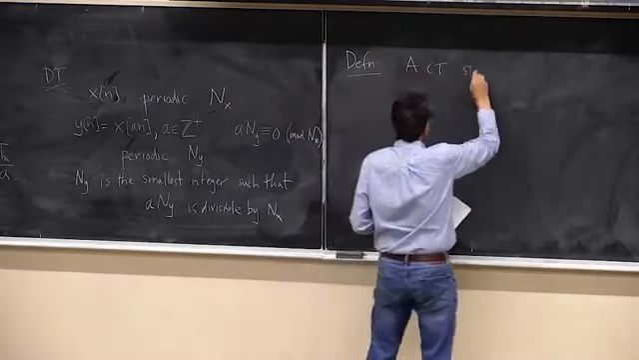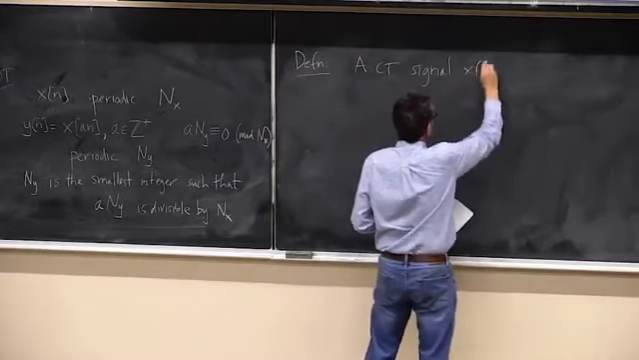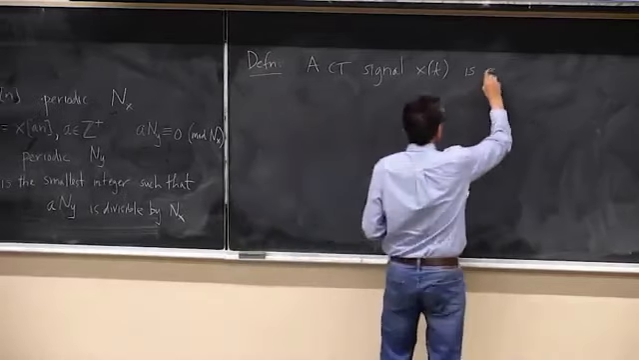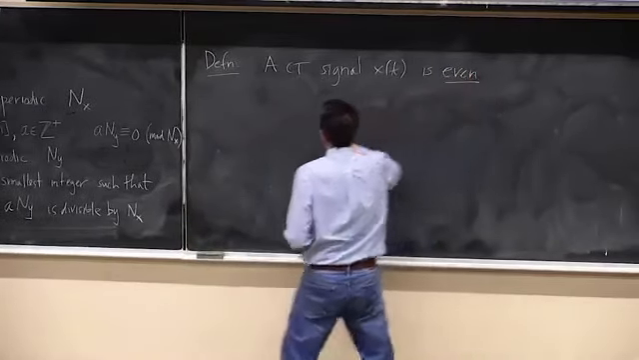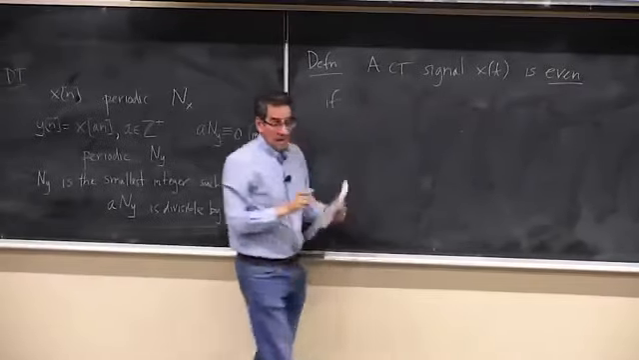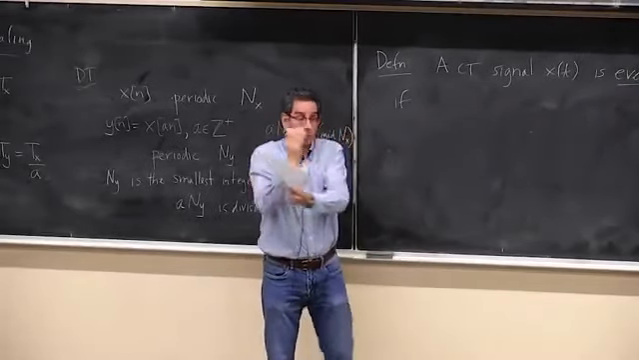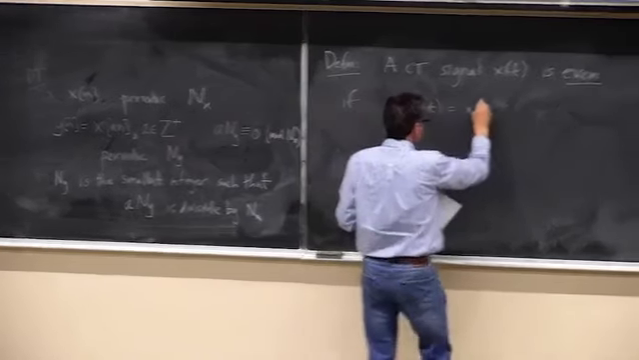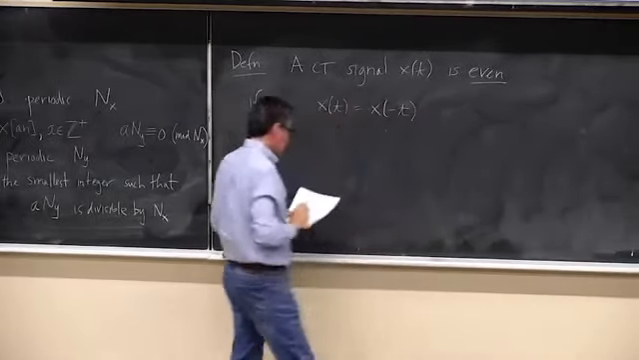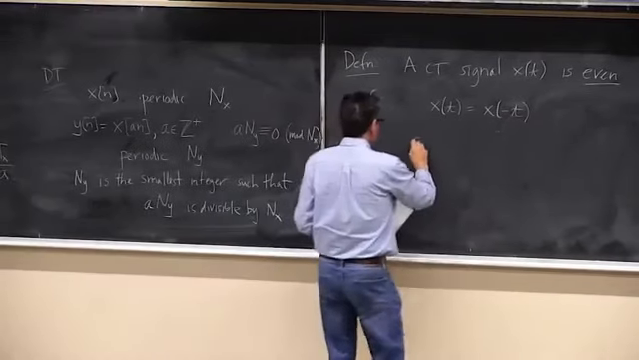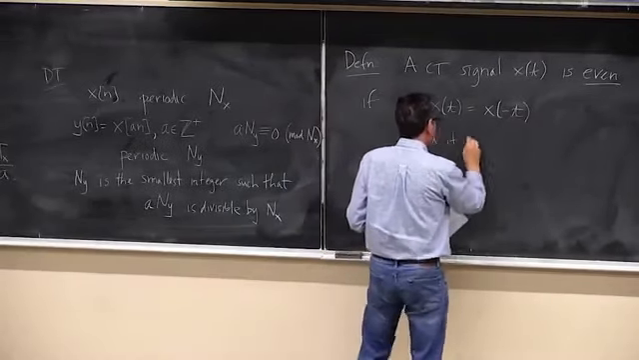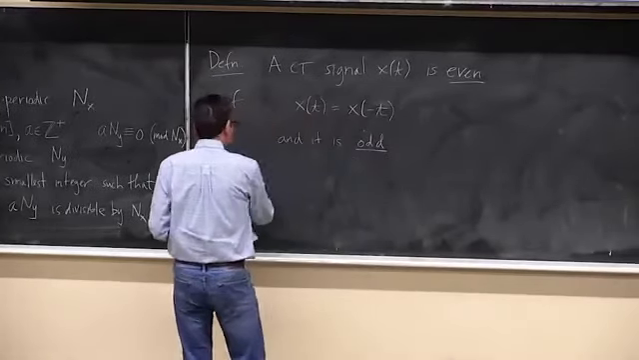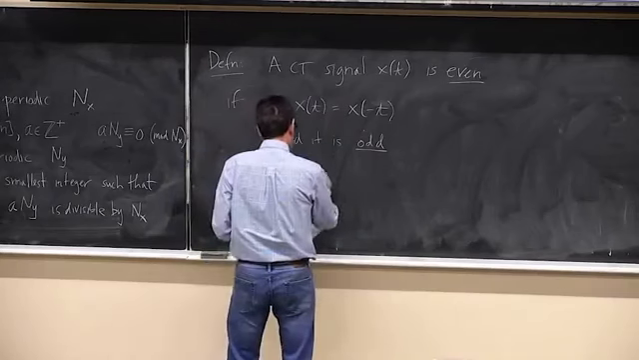So a continuous time signal, x of t, is said to be even if it satisfies the property that when you time reverse it, it looks the same. So if x of t looks the same as x of minus t. And we say that it's odd if when you flip it, it gets negated.